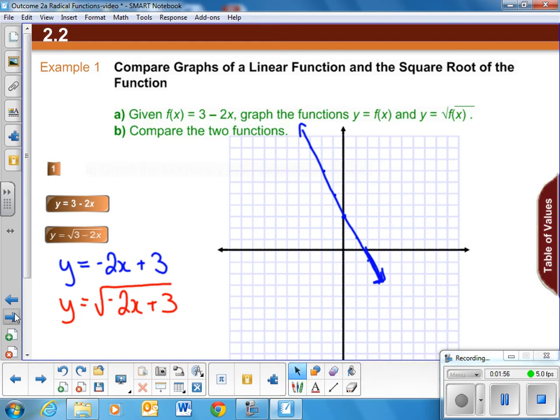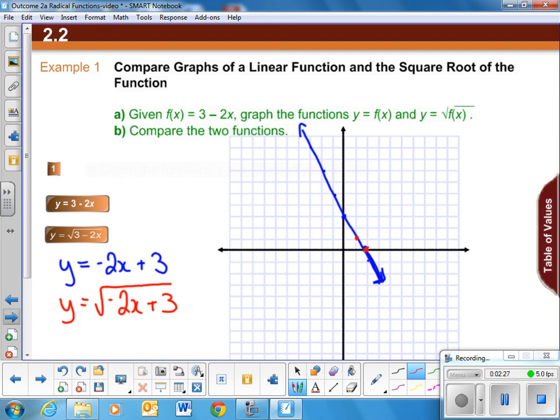If we look at this first point then, where the original function is greater than or equal to 0, so at this point the y value is 0, the square root of 0 is 0, and so our square root function will be an identical point. Let's go up to where y is 1 on our original function. The square root of 1 is also 1, and so there's a second invariant point there.